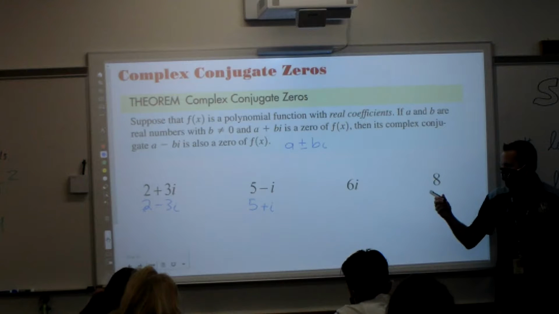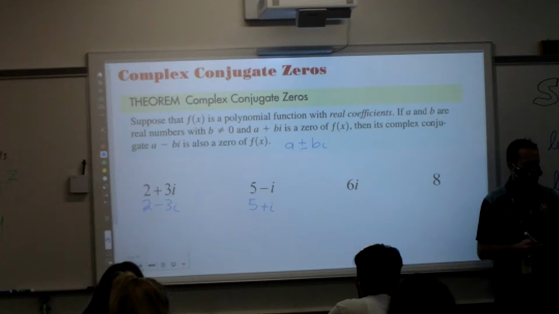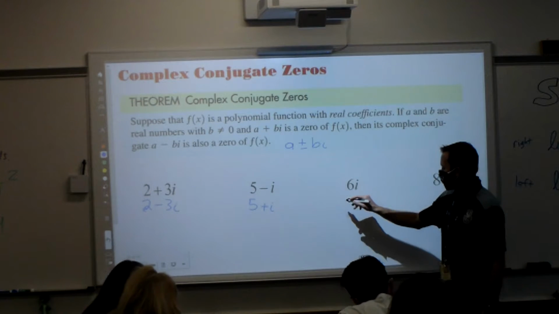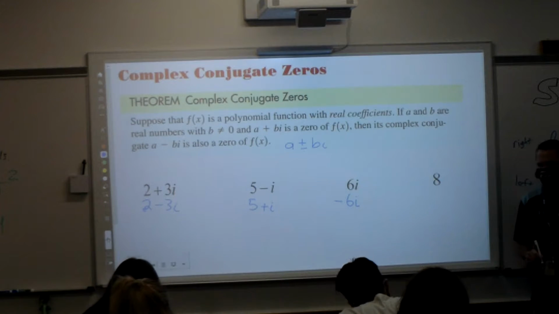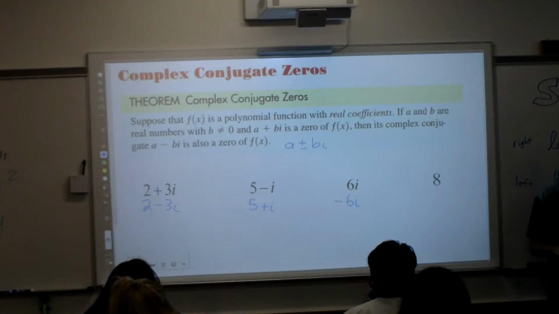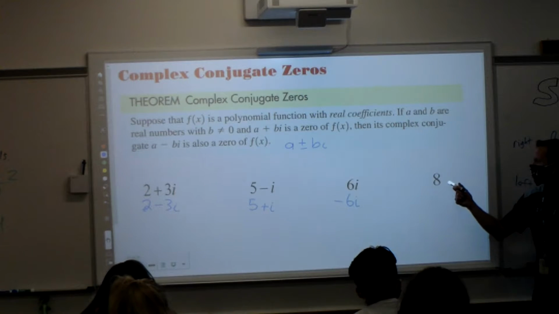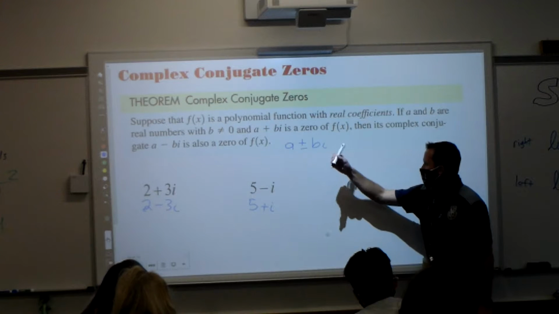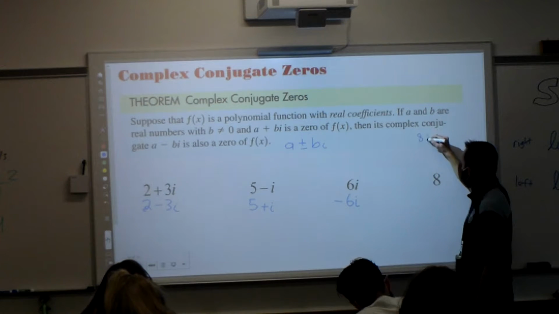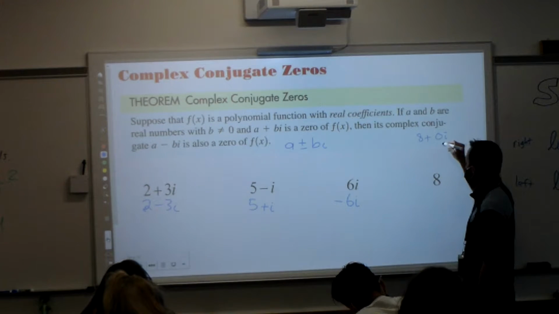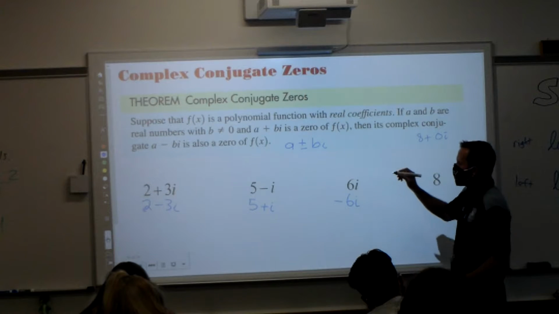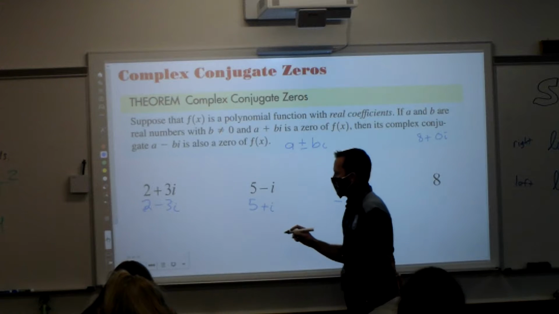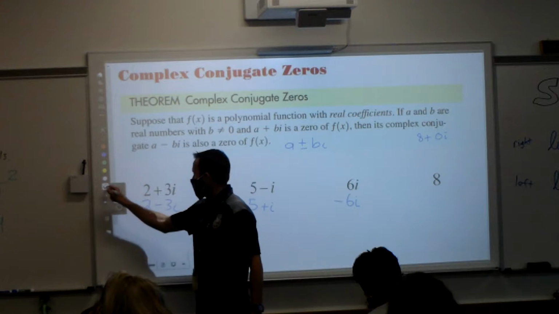What if I have positive 6i? Negative 6i. Awesome. What if I have 8? No, don't you dare. Think of it this way. Remember, that's 8. So if I have 8 plus 0i, does that mean I'm going to have 8 minus 0? It's still 8, right? Okay. This only applies to the complex numbers. So I tried to trick you there.